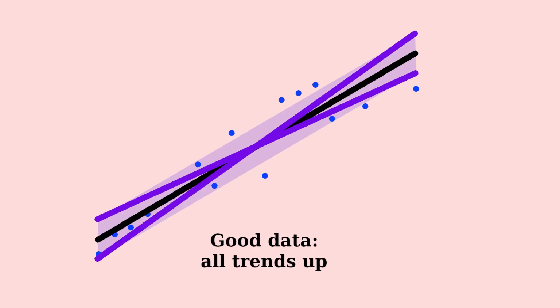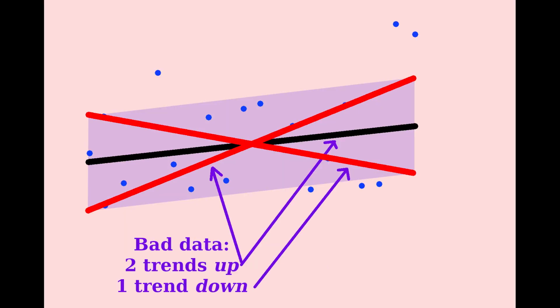Here is a data set with a good trend. Even with the error, all possible trend lines go up. Here's a data set with a bad trend. One of the trend lines points down while the other two point up. The spread of the data is too wide to give a reliable result.